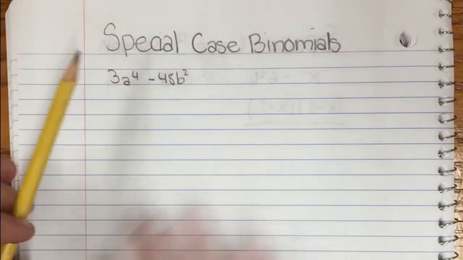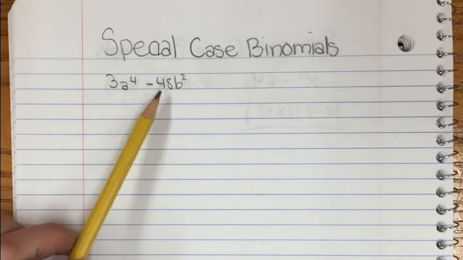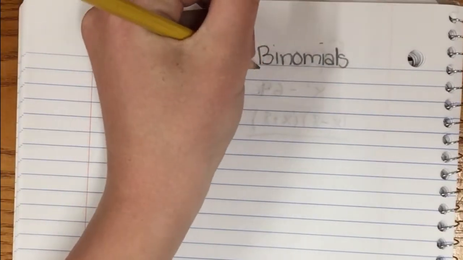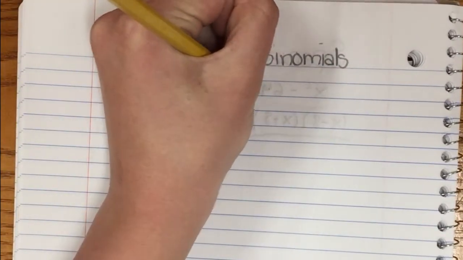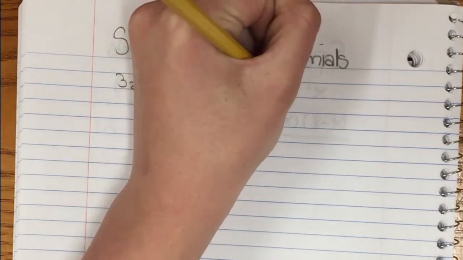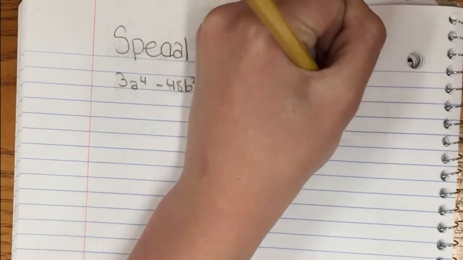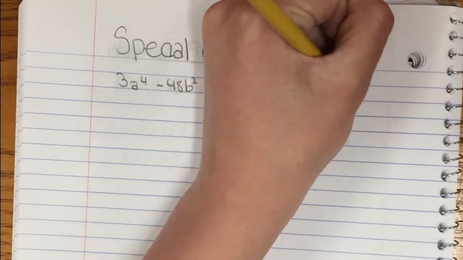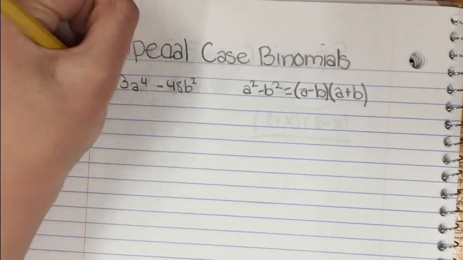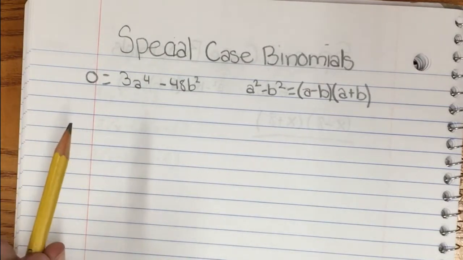Here's a little bit harder special case binomial. The equation is 3a to the power of 4 minus 48b squared. Now, again, using this equation or formula, a squared minus b squared equals a minus b, a plus b. Also, you should always be setting your equations equal to 0. Don't forget that.